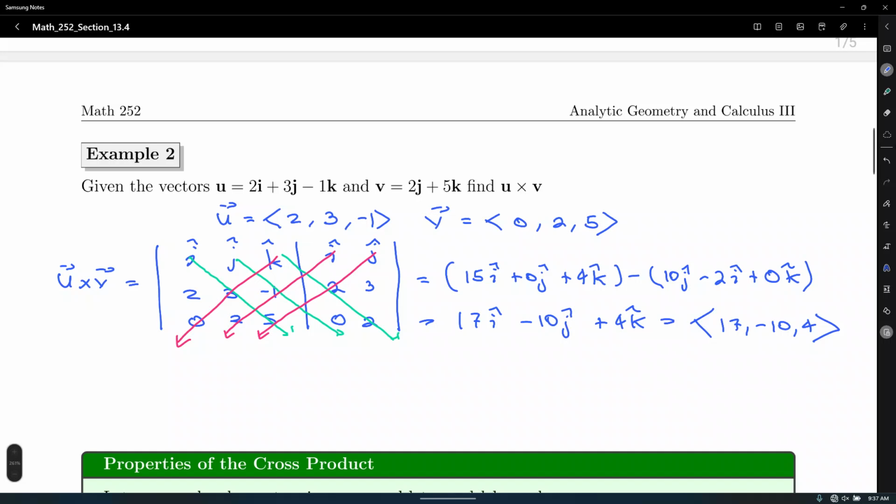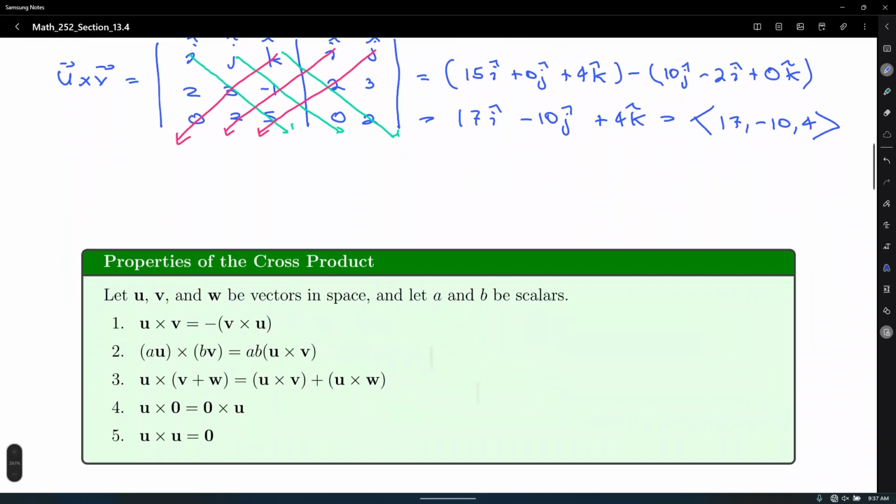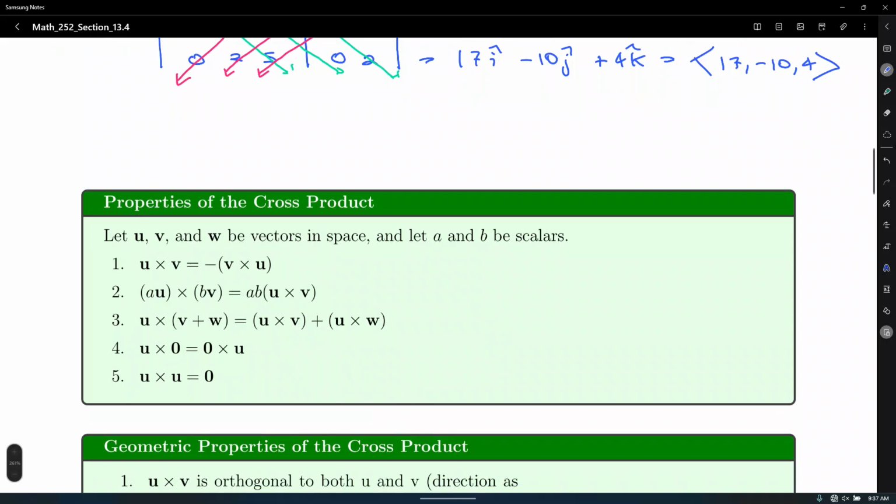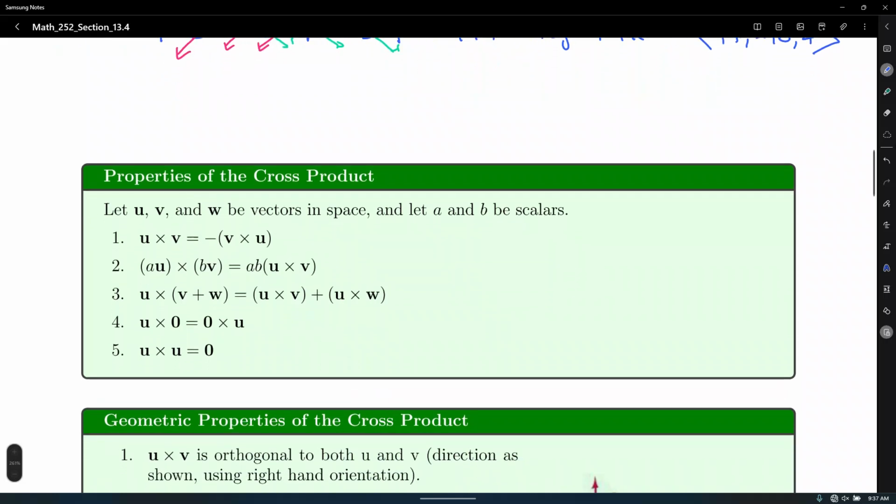So how about some properties of the cross product? Very important. You'll see how these properties are going to be a lot different than the properties for the dot product. Again, we will consider three vectors: u, v, and w, in space, by the way.